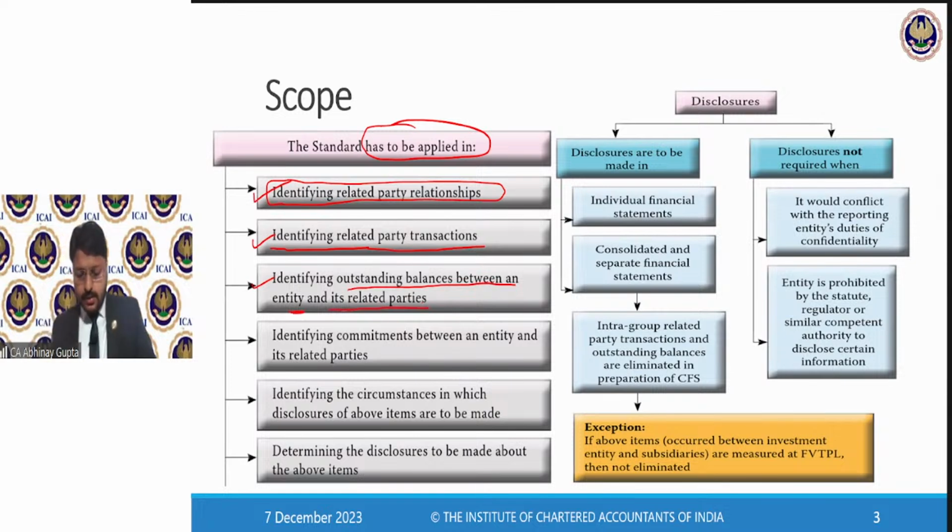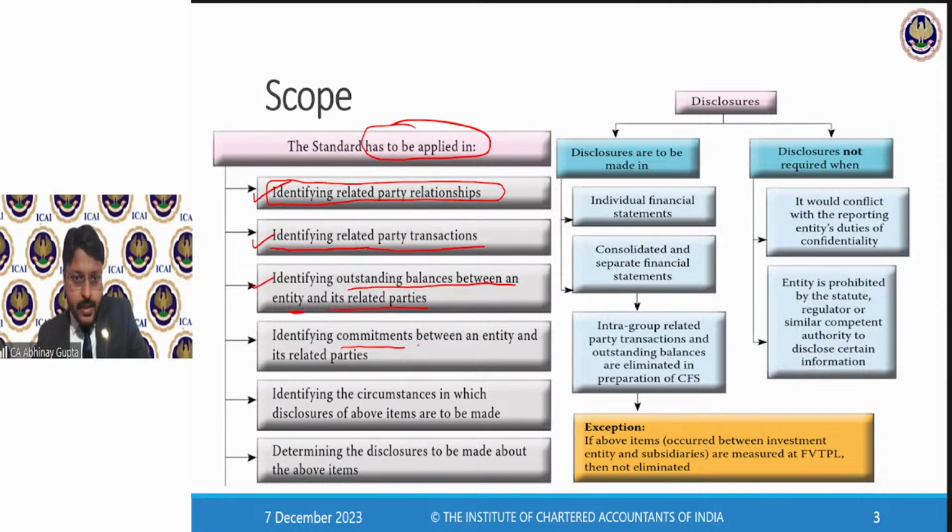Now, for example, during the year, the holding company has sold any of the products to the subsidiary company or associate or JV, which will be a related party to the reporting entity. Now, if those balances are not collected at the year end, then they will be showing up as debtors in the balance sheet of the holding company, right? Standalone financial statements of the holding company. So those outstanding balances we need to disclose in the disclosures, right?